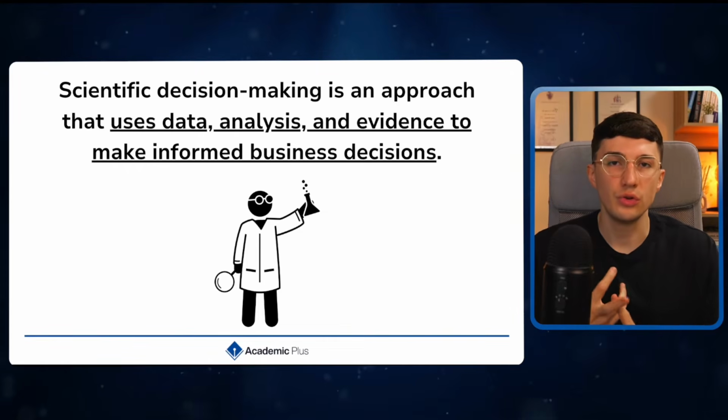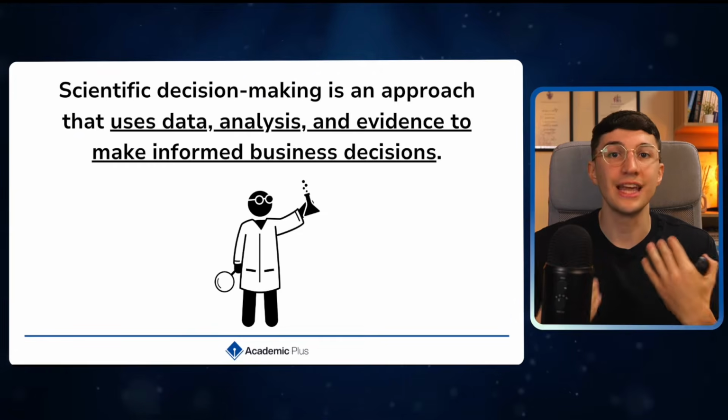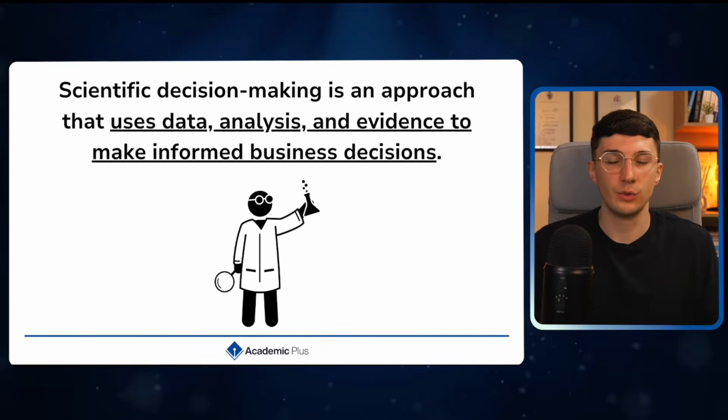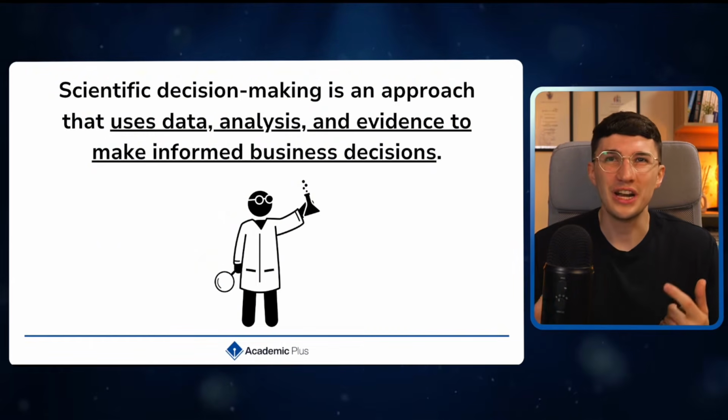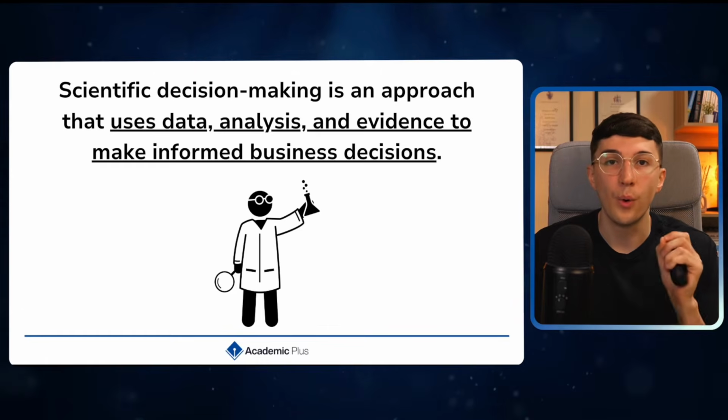Now, typically you'll use scientific decision making when you're committing a lot more resources into the actual decision. Because if we are looking to invest £1 million into a certain project, we don't really want it going off a gut feeling. We want hard evidence. We want data to support that decision.